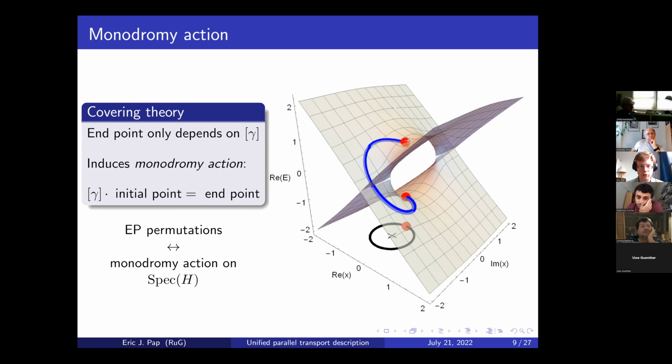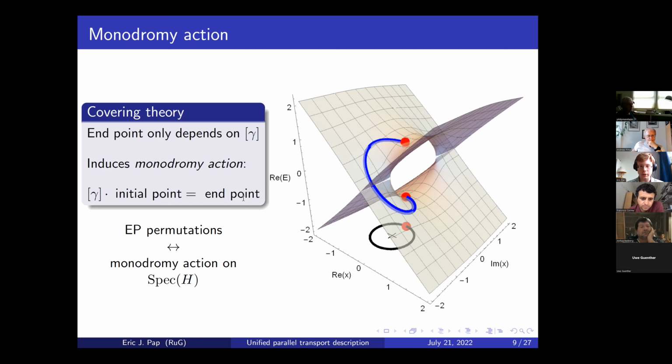So this is a standard result in covering theory. And I would say the nicest way of writing this is to say that there's a monodromy action, because as we are only interested in the deformation class of this loop, and the deformation classes form the fundamental group, you can say that the class of this group acts on this point by transporting it there. So the class of gamma times an initial point in the fiber is the endpoint. This is known as the monodromy action of a covering.